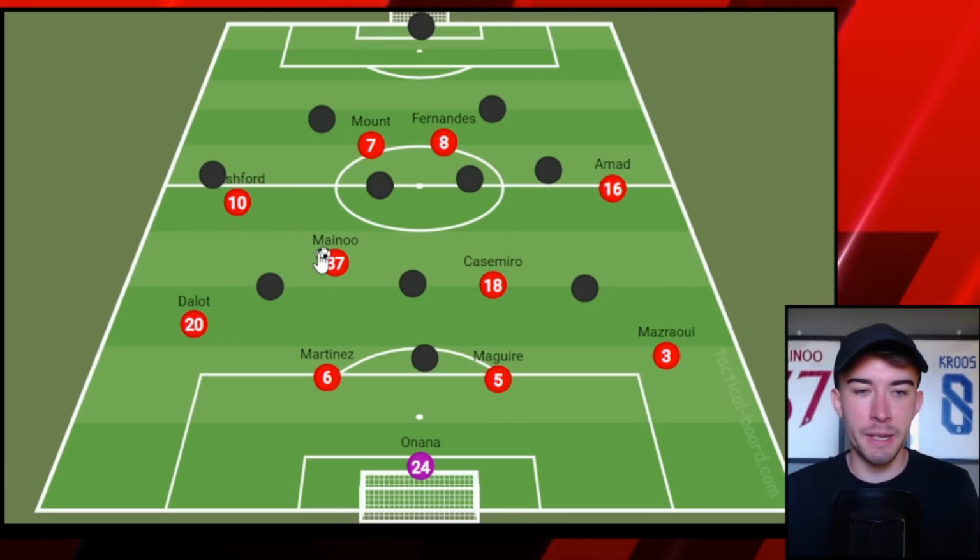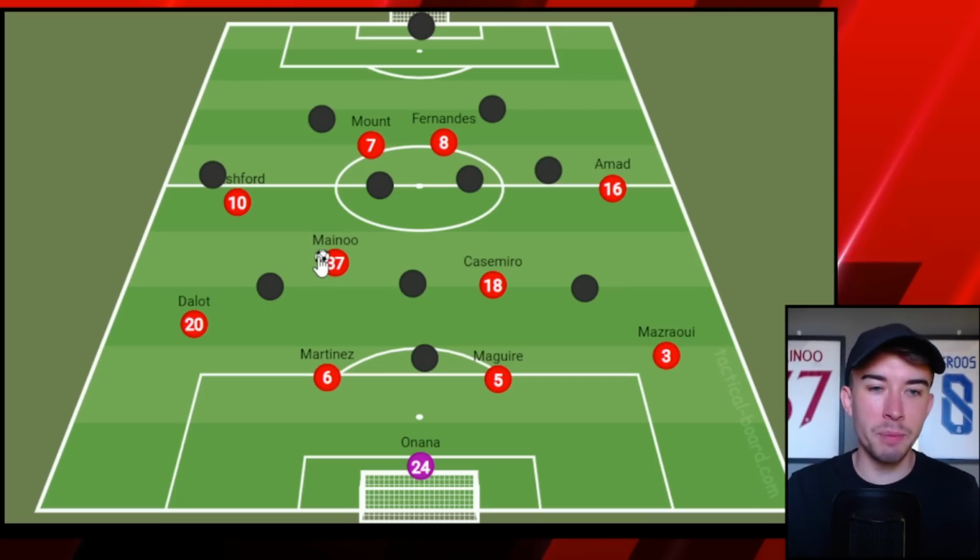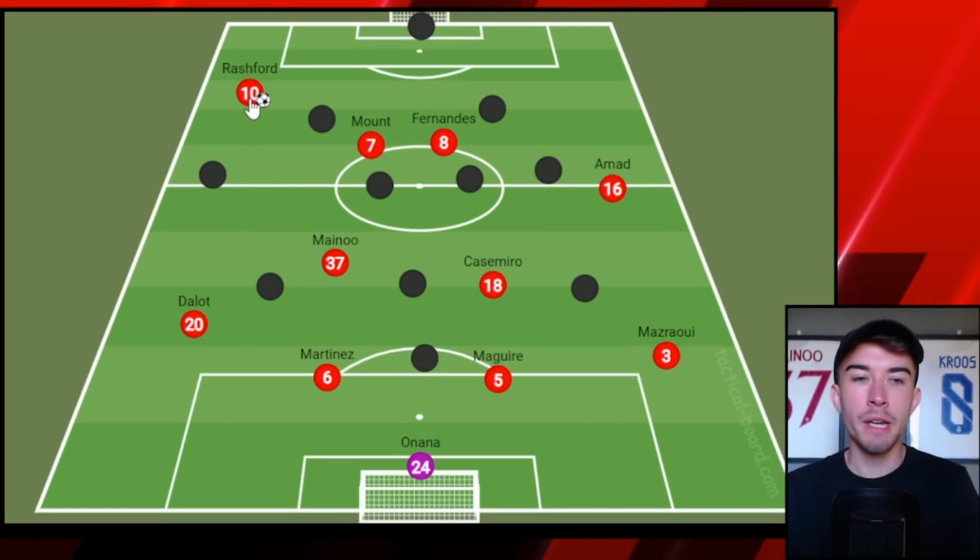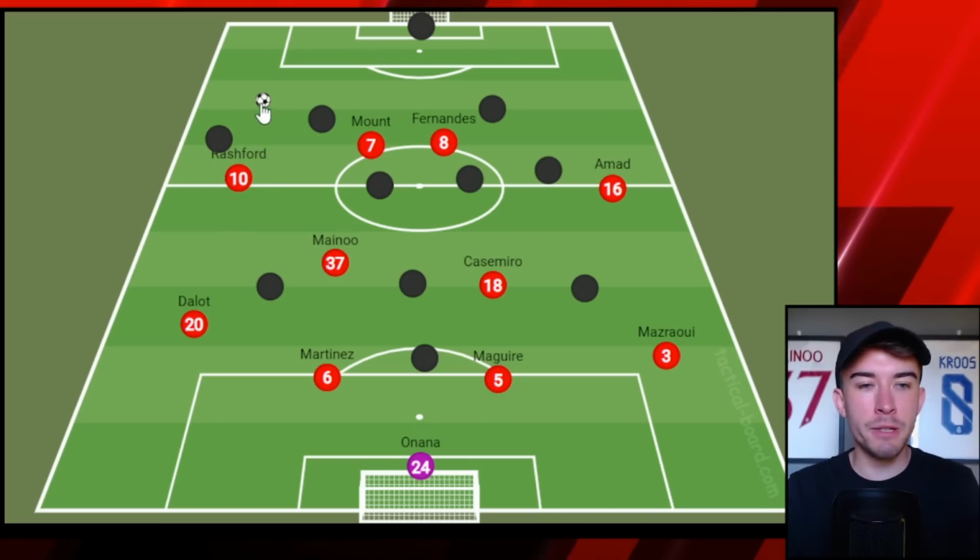If Dalot passes into him, Kobbie can't naturally get the ball onto his left foot and just chuck the ball into this channel for Marcus Rashford to run in behind. So the problem we have created here is, because our players are naturally right-footed, they want to play in a certain way.